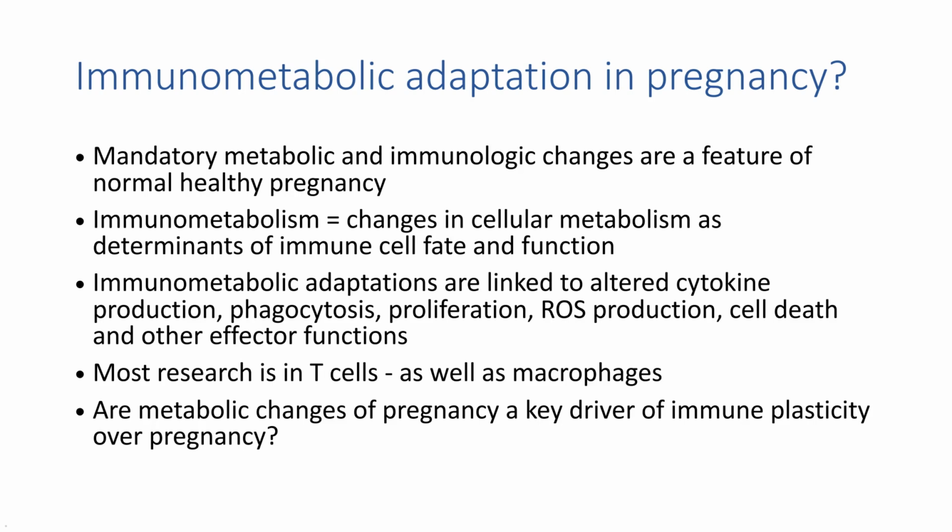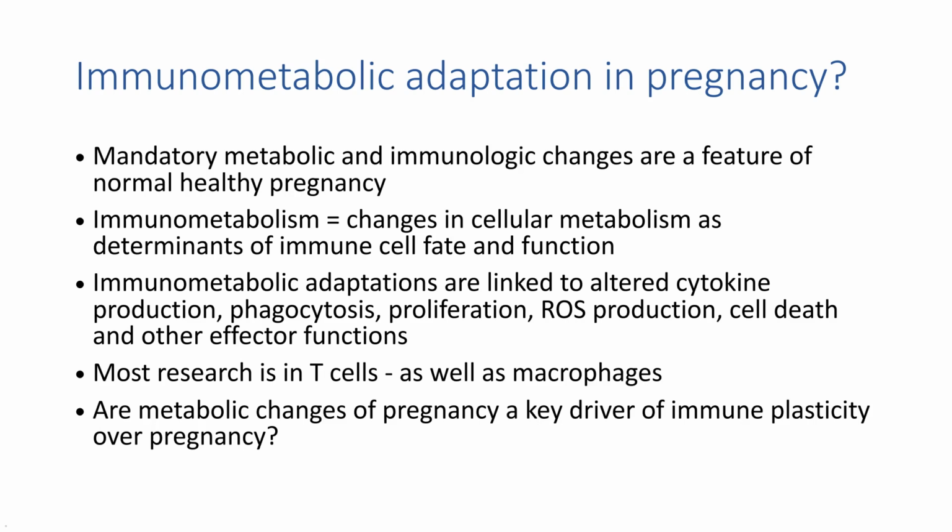So this is changes in cellular metabolism as determinants of immune cell fate and function. It's really just those cellular metabolic pathways I've just described and those working in immune cells, such as the monocytes that I'm going to talk about today. And there's a really big literature now that looks at those immunometabolic adaptations by our T cells, etc., and finds that these are linked to changes in cytokine production, the ability of cells to phagocytose, the proliferation of cells, reactive oxygen species production, susceptibility to death, and a whole host of effector functions.